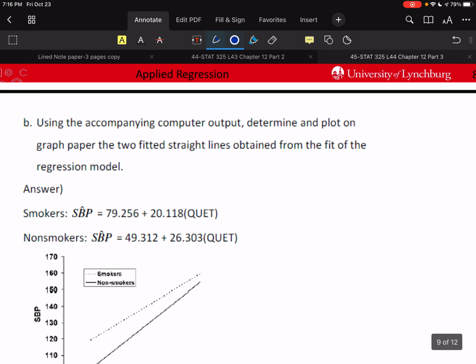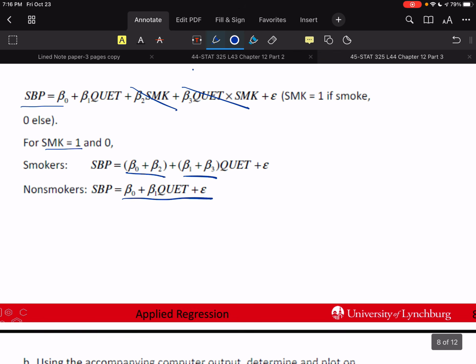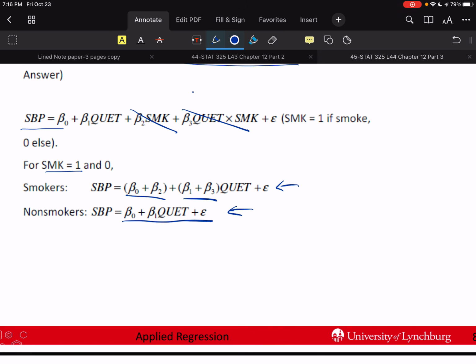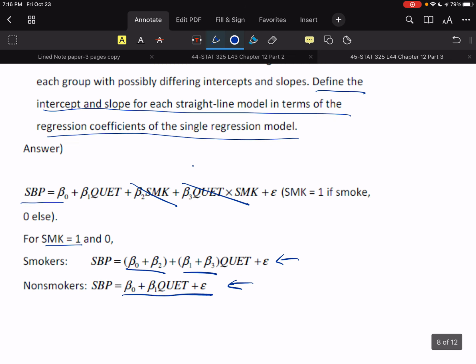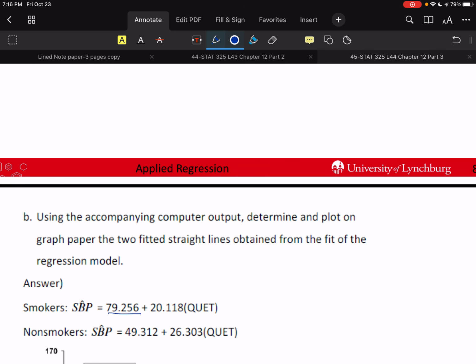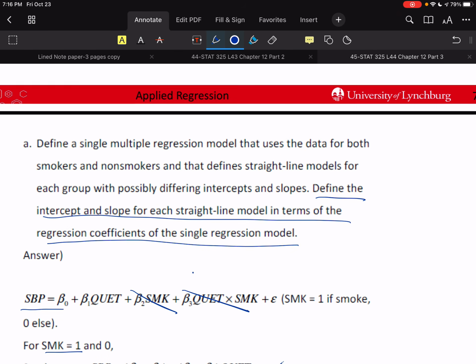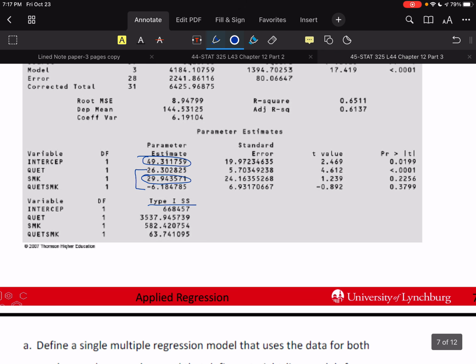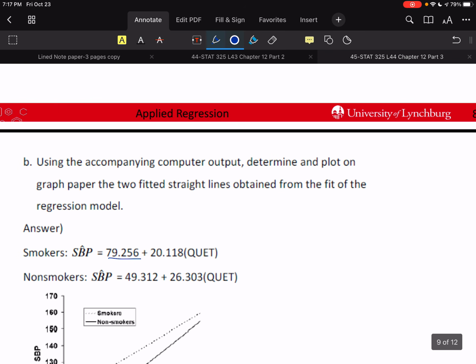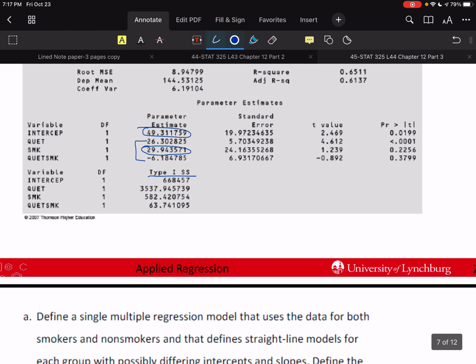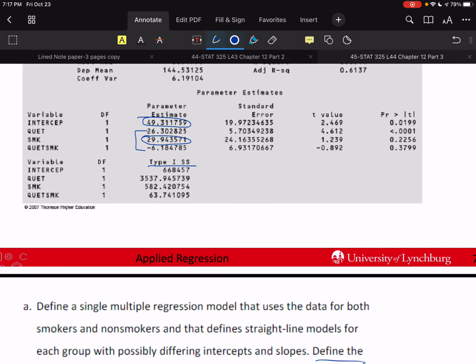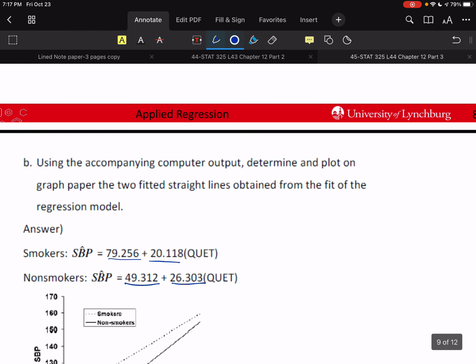So we want to use the accompanying computer output and determine, or plot on graph paper, the two fitted lines obtained from the fit of the regression model. We're going to use these two equations. We take beta naught and beta 2 and add those together, and that's 79 something, and that's what we end up with here. Then we take beta 1 and beta 3, add those together, and we get around 20, and that's what we have here times QIT. For non-smokers, we have just beta naught and beta 1, so that's going to be 49 point something and then 26.3. That's what we see here when we plot them.